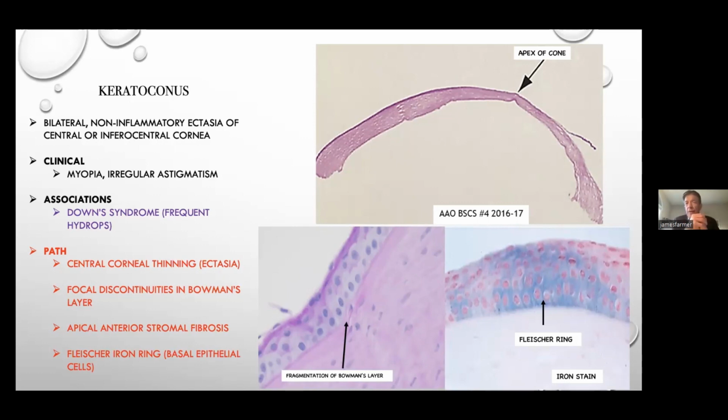And many patients who have atopic dermatitis or Down syndrome will spend a lot of time really gouging at their eyes, and that is felt to be a precipitating potential factor in keratoconus.